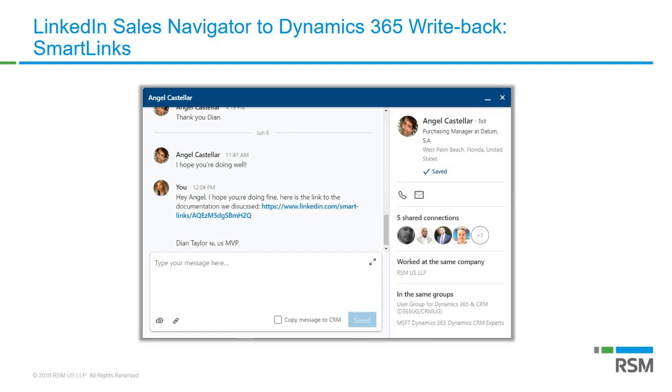Now, keep in mind that SmartLinks are available for both the team and the enterprise licenses for Sales Navigator, but you do need an enterprise license if you want that CRM write-back. So keep that in mind.